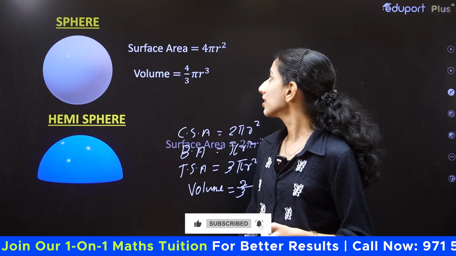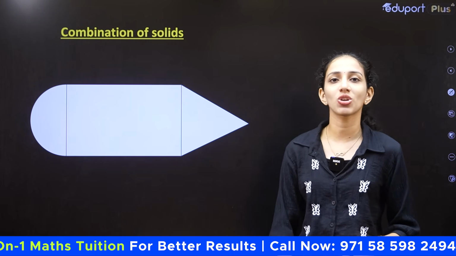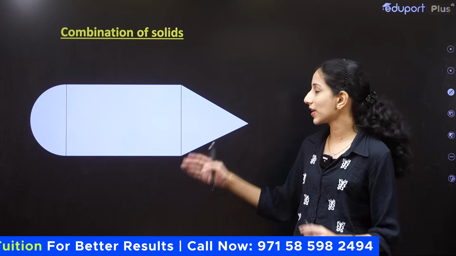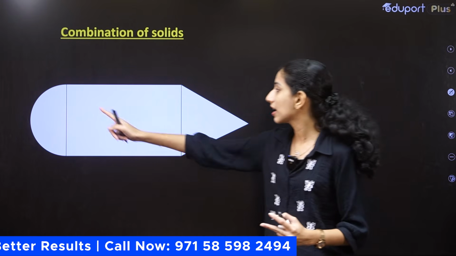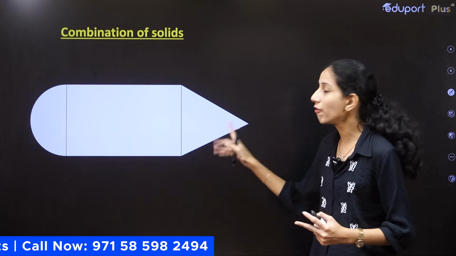Okay, then we are moving to our next slide, that is the combination of solids. Okay, here we can see a figure. Actually this figure is the combination of 3 solids. Which are the 3 solids here? Here we have a hemisphere, here we have a cylinder, and here we have a cone.